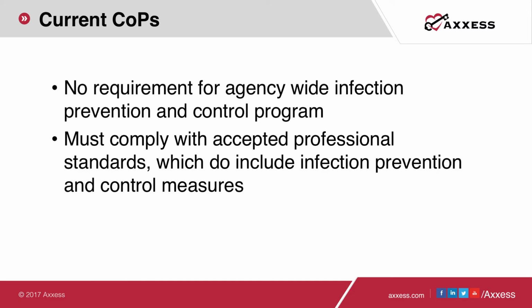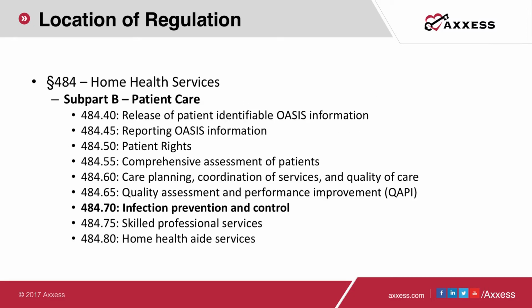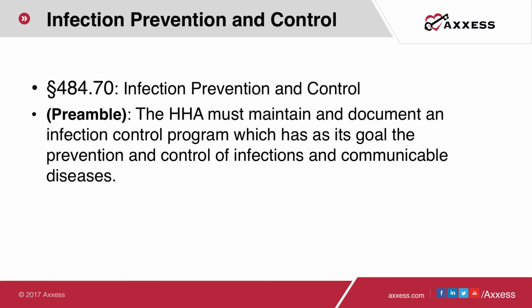So there will be some big changes when the updated home health conditions of participation come into play. You'll find the infection prevention and control regulation under Subpart B of 484, and the actual location is 484.70, and you see this is now part of the patient care section of our home health regulations for conditions of participation. At the preamble at 484.70, we are told that the agency must maintain and document an infection control program which has as its goal the prevention and control of infections and communicable diseases.